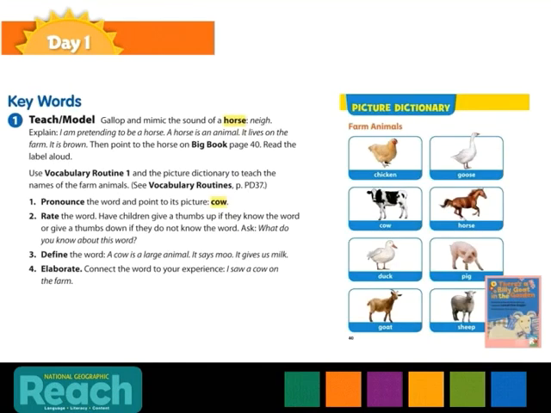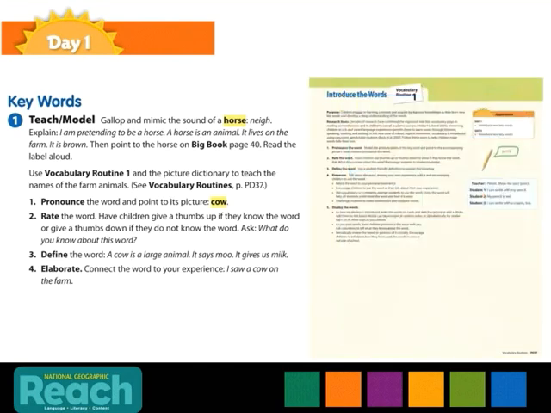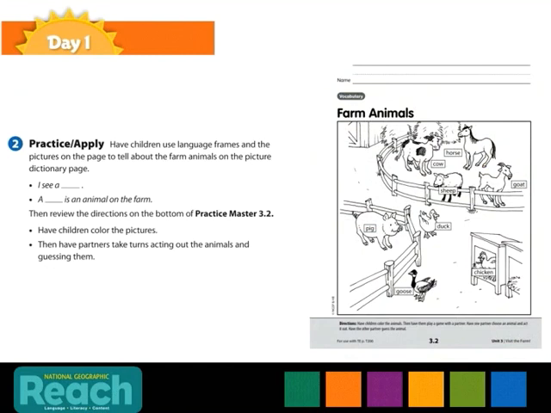After introducing the language function, it's time to introduce some keywords. These will either be science or social studies vocabulary words. When introducing new keywords, you'll be using various pages from the unit's Big Book, but every time you introduce students to new vocabulary, you will use vocabulary routine number 1. This routine follows the steps seen here: pronounce, rate, define, and elaborate. A detailed description of the routine is found on page PD 37, behind the Teaching Routines and Strategies tab of your Teacher's Edition.